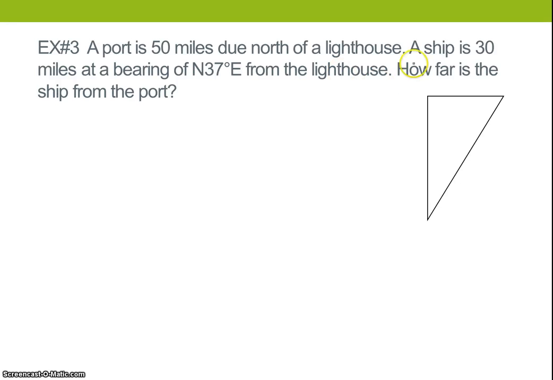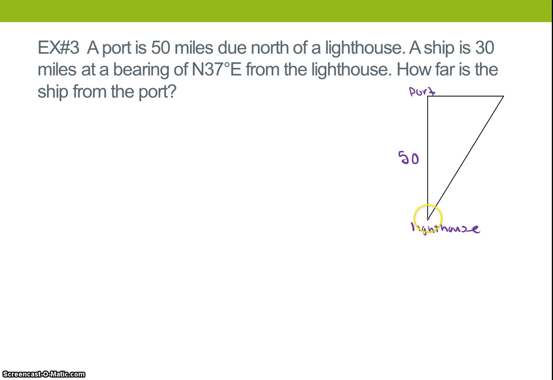Okay, for this next problem, we have the port, which is 50 miles due north of a lighthouse. So I have this triangle, and I have my port up here, and I have my lighthouse up here. And if I go due north along this line, it is 50 miles due north along that line. And the ship is 30 miles at a bearing of north 37 east from the lighthouse.